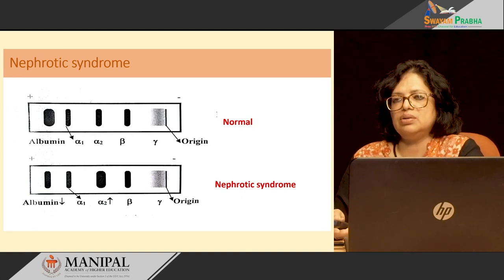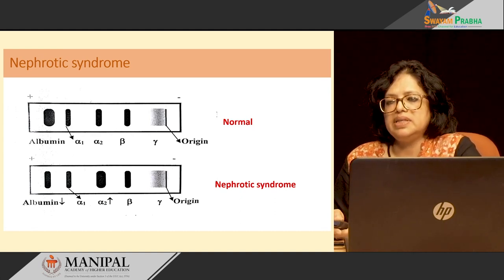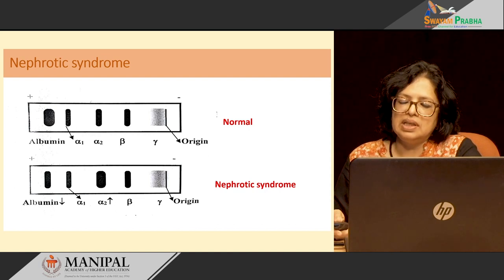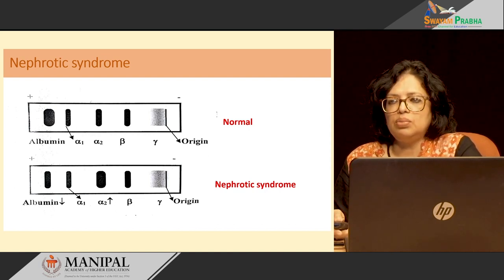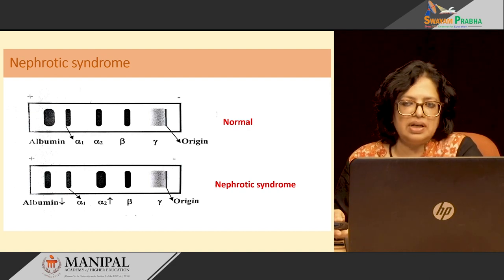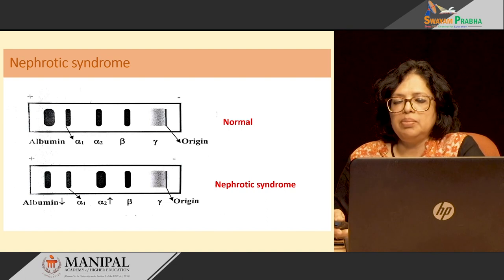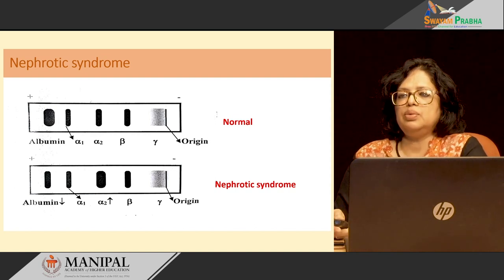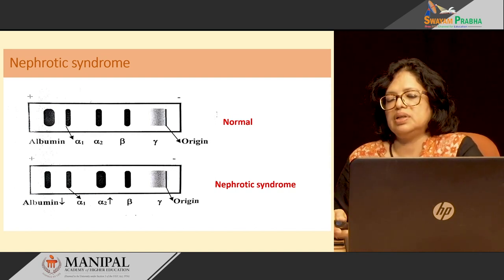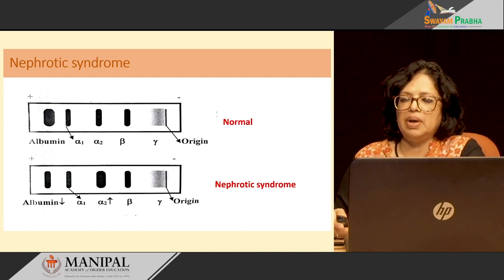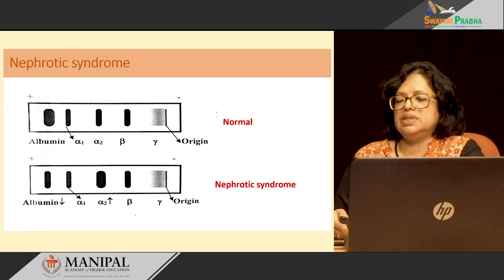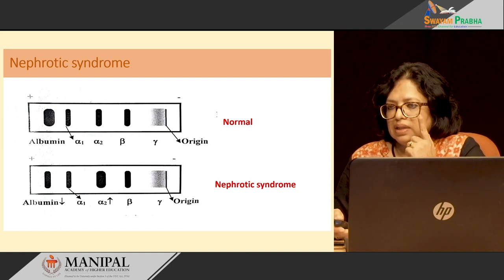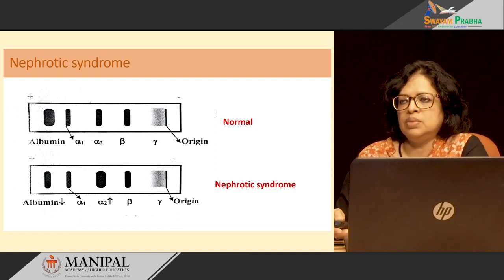Nephrotic syndrome. Nephrotic syndrome is a condition where in the kidney, the basement membrane of the glomeruli becomes more permeable to protein. So, because of this, the albumin and certain other low molecular weight proteins are lost in the urine continuously. So, the albumin band becomes very thin as observed on electrophoresis, and the alpha 2 band increases because of the increased production of alpha 2 macroglobulin as a backup for the loss of protein, which is mainly lost as albumin. So, in nephrotic syndrome, there are two differences in the pattern from normal.